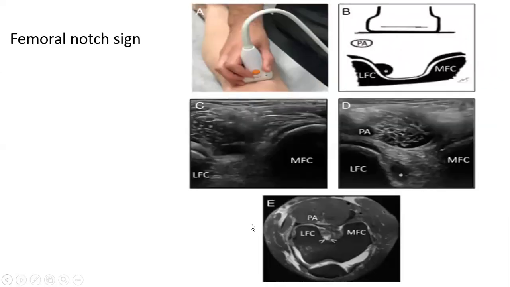This notch sign should not be confused with anything else. So see, the blood vessels are on top. This is popliteal artery, PA. That's way superior. This one is deep. This is the capsule. This is inside the capsule here.